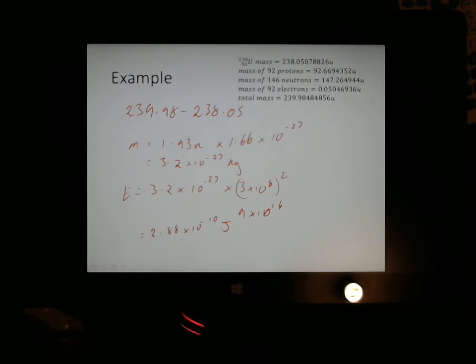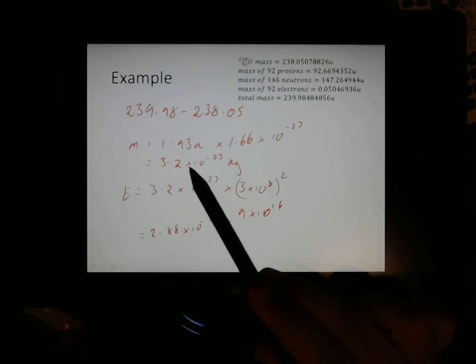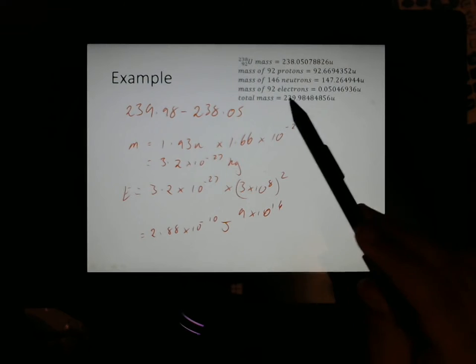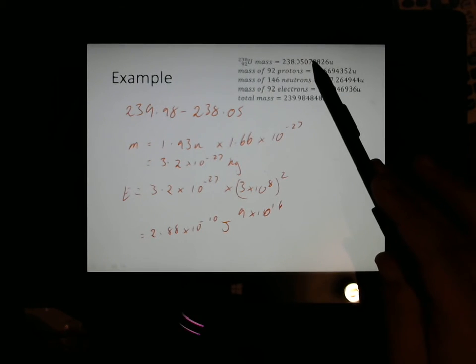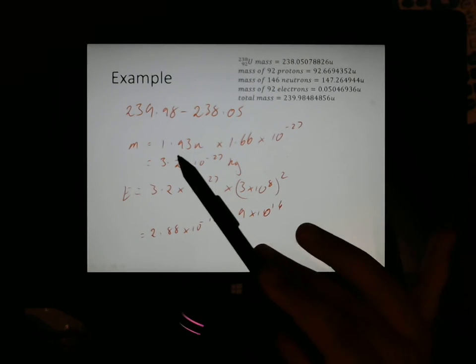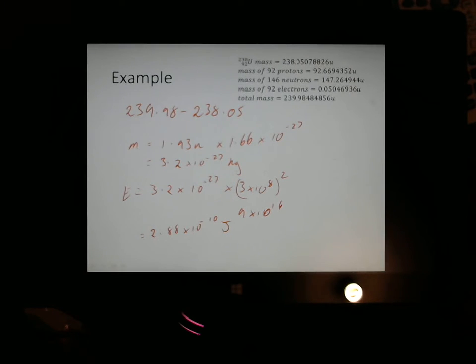If we had a mole's worth of atoms, so Avogadro's number's worth, which is about 10 to the 23rd power, then we'd have 10 to the power of 13 joules, probably 10 to the 14 joules worth of energy being released from 1 mole of uranium, if we were to break it apart into its constituent pieces. So this is how we work out mass defect. Look at the mass of the bits compared to the mass of the actual atom, and then this is how we convert it to some binding energy.